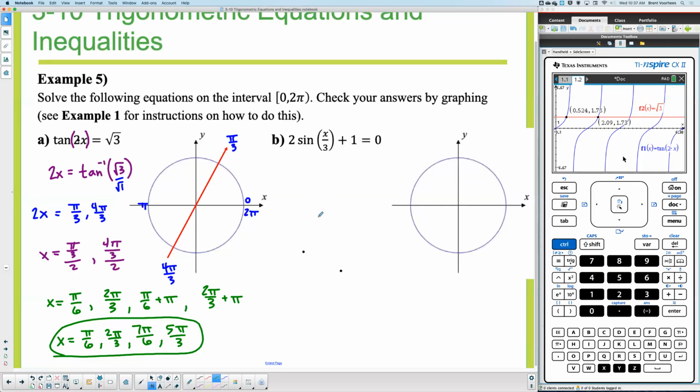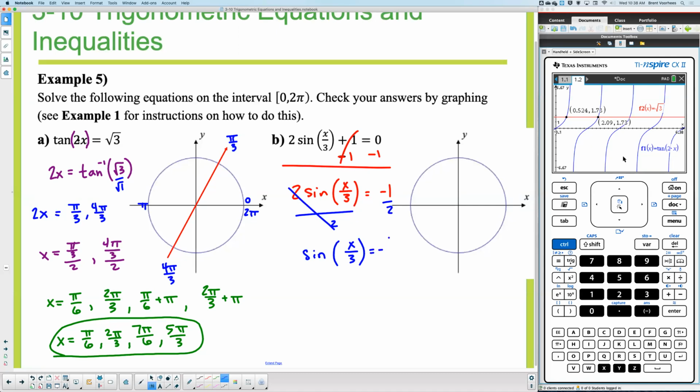Let's look at part B here. If we were to solve this one, what would you do first? Subtract 1. So when I subtract 1 here, I have 2 sine x over 3 equals -1. Now what? Divide by 2. Now at this stage, I can state that sine of x over 3 equals -1/2.